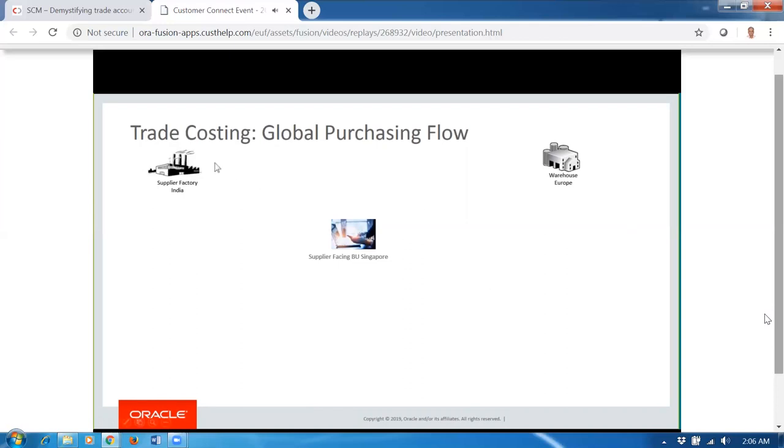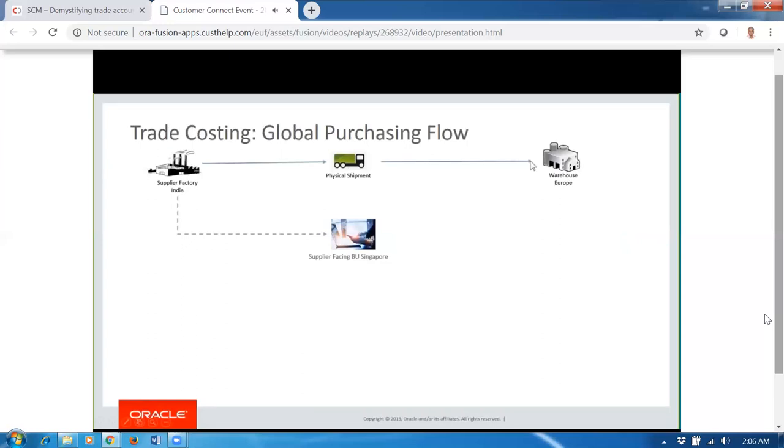In this example, you can see there's a supplier factory somewhere in India, and then there is a warehouse somewhere again in Europe, and there's a PO in Singapore, which is actually procuring the material from India to be shipped to the warehouse in Europe, and this PO is negotiating or interacting with the supplier. So the physical flow is where the supplier is sending the goods to the warehouse in Europe, based upon our purchase order from Singapore.